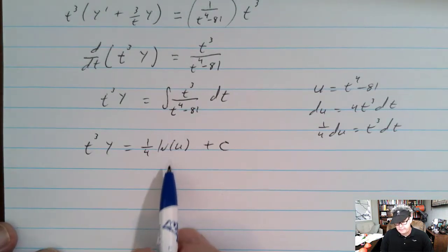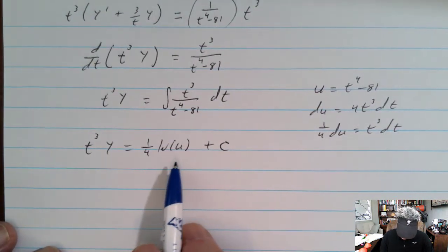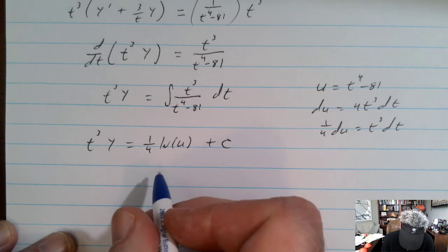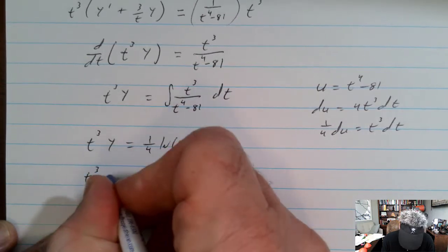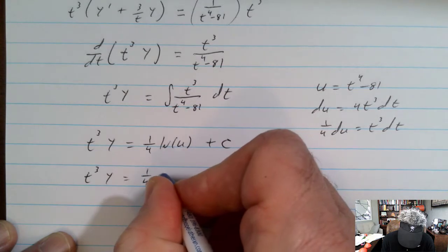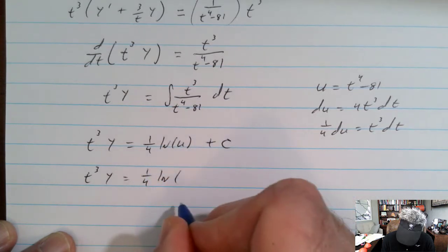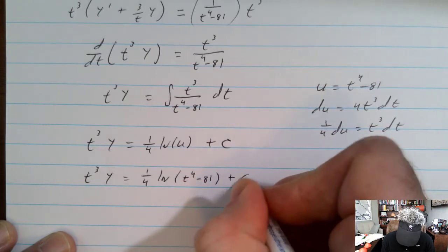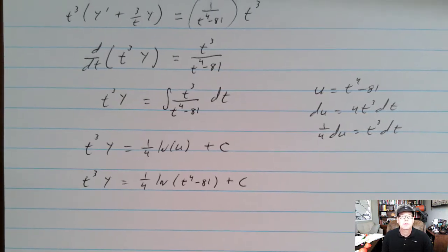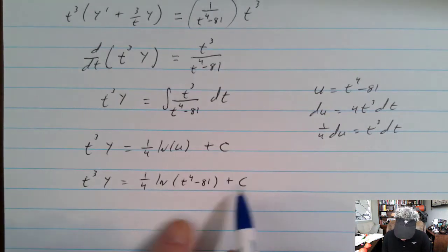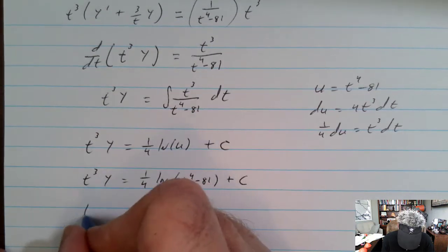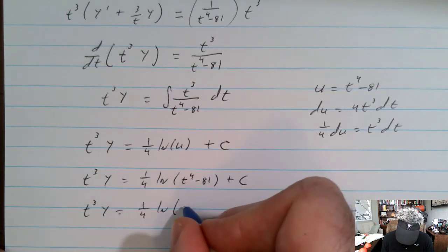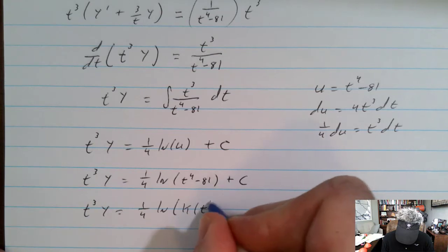And maybe we should put absolute values there, but I can get away without doing that. We'll see why in a bit. So I won't put the absolute values. t cubed y, 1/4 log, back substitute here, t to the 4th minus 81. The way I'll get around not having the absolute values, I'm going to absorb this constant into the logarithm. So t cubed y is 1/4 log of k times t to the 4th minus 81.